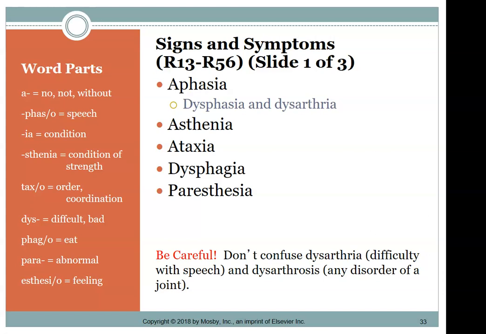Your word parts: A is no, not, without. Phaso is speech. Ia is condition. Sthenia is condition of strength. Taxo is order or coordination. Dys is difficult or bad. Phagia is eat. Para is abnormal. Esthesio is feeling.